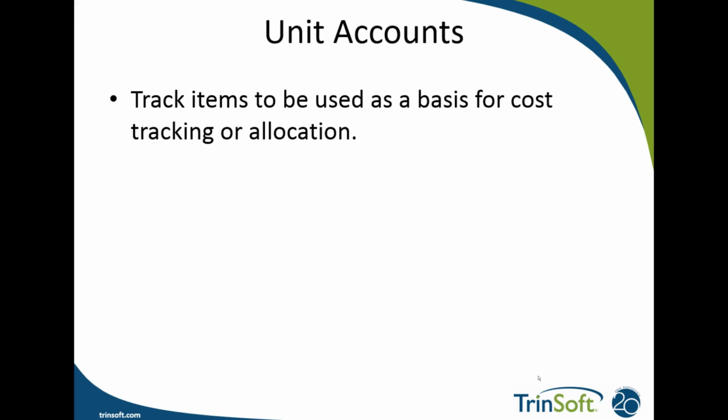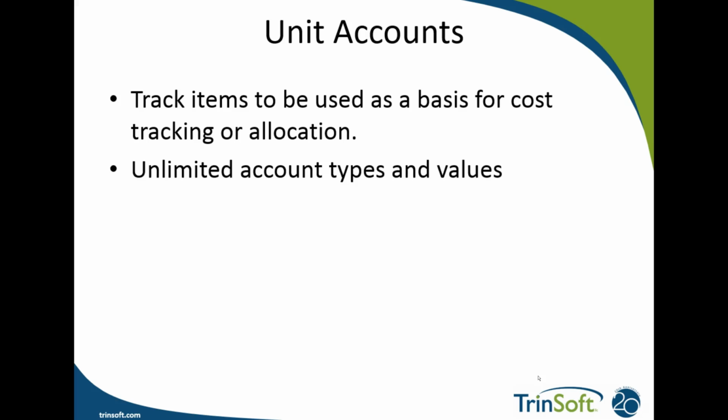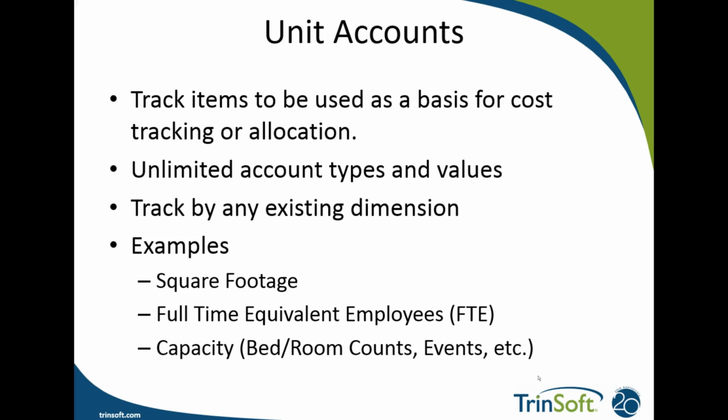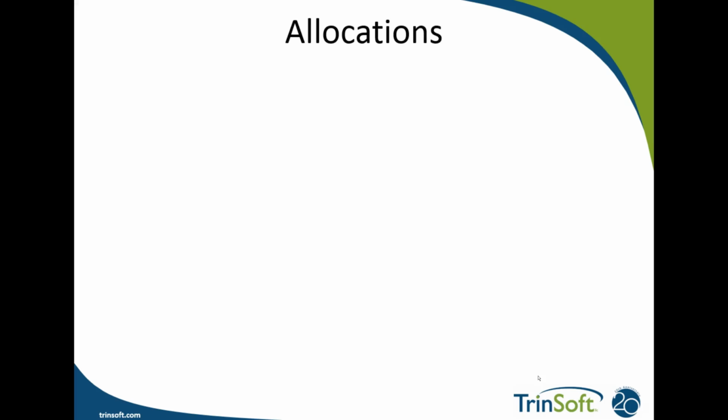You can track items with unit accounts to be used as a basis for the cost allocations. There are unlimited types and values of this, so you can create as many of these as you want and in as much detail as you would like. You can track by any existing dimension, project, department, or any other that you've set up and are using today in NAV, and the unit accounts do not have to be tied to a dimension at all. Some examples are square footage, full-time equivalents or FTEs, and things that maybe help measure capacity, such as bed or room count, or number of physicians, or events, or performances, whatever that might be.